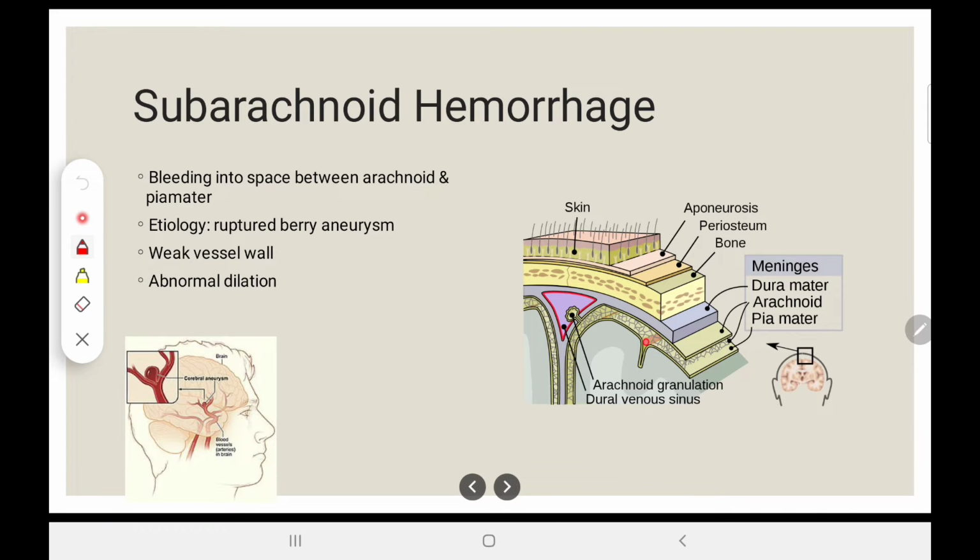Subarachnoid hemorrhage. What is subarachnoid hemorrhage? Subarachnoid hemorrhage is bleeding between the arachnoid space and the dura mater. Here is the arachnoid, here is the dura mater, and the blood is located here. What is the etiology? The etiology is rupture of a berry aneurysm. Why can it rupture? Because the vessel wall is weak, and there is abnormal dilation as well.